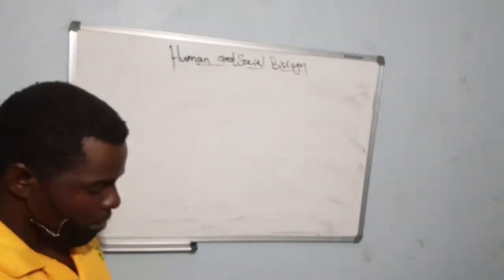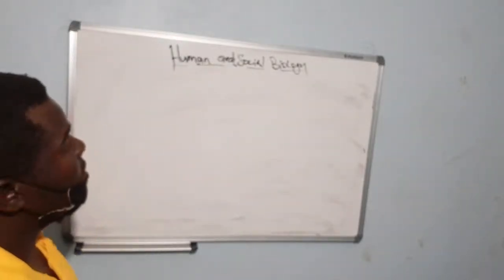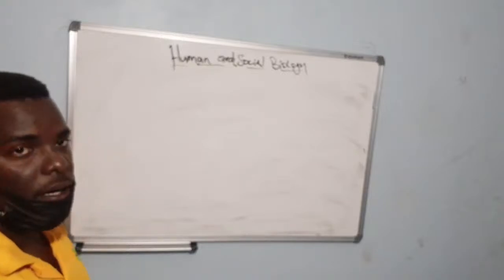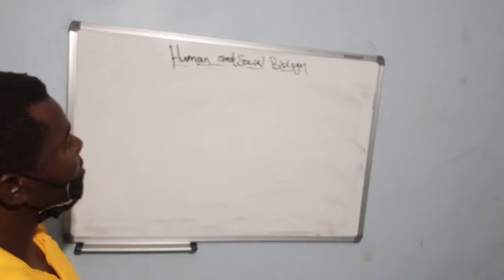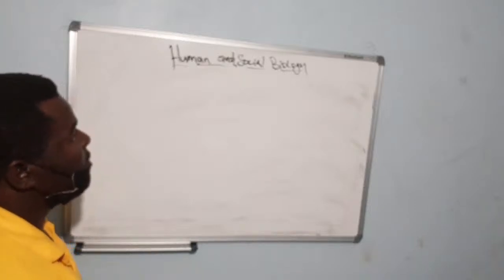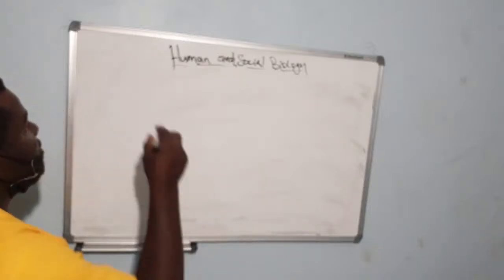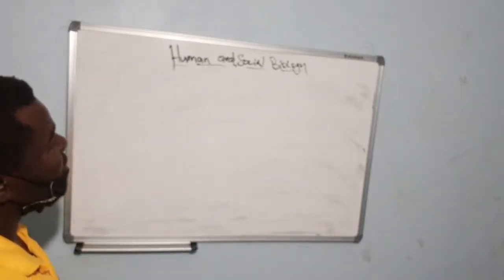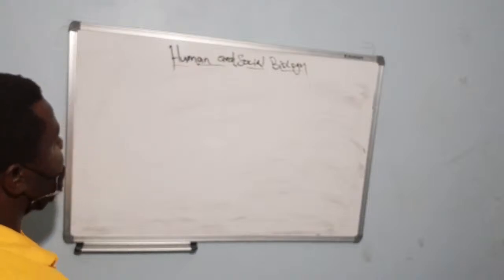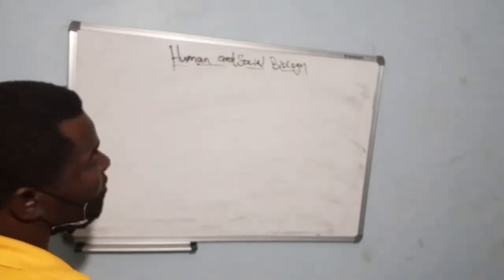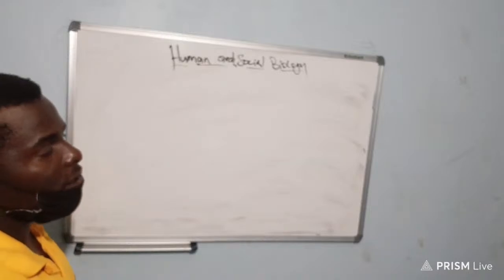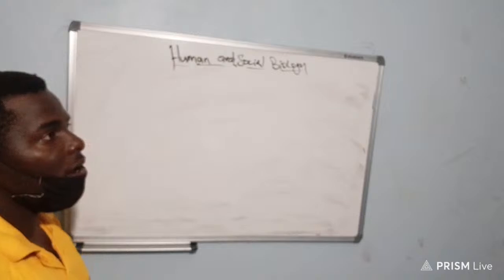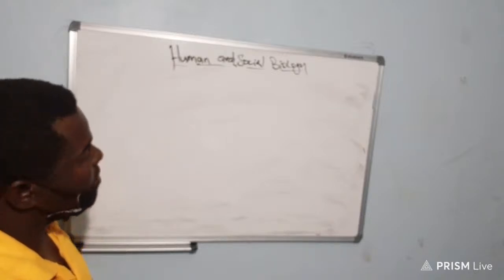Alright, our topic for today, we're going to look at how to compare and contrast the plant and the animal cells. So first thing we need to identify is a definition of a cell, because a cell is the fundamental basic unit of life. All living organisms, all life forms, contain cells.